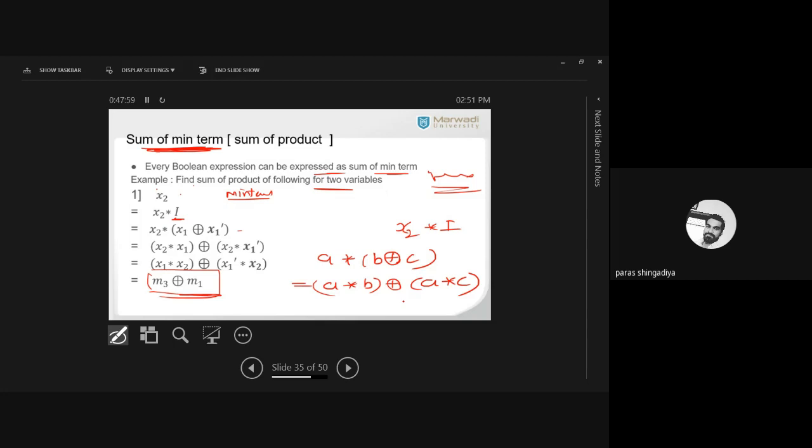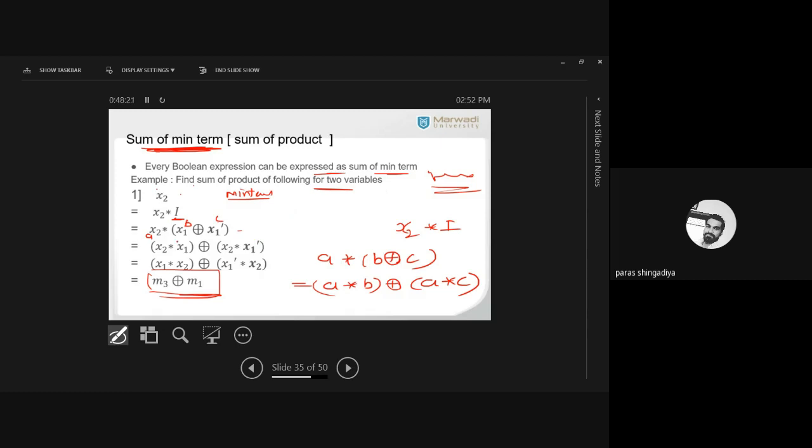A star B ring sum C means what? That is A star B ring sum A star C. So what is the A here? That is x2. What is the B? That is x1. And what is the C? That is x1 dash. So just use this formula A star B ring sum A star C. Okay, so x2 star x1 ring sum x2 star x1 dash.